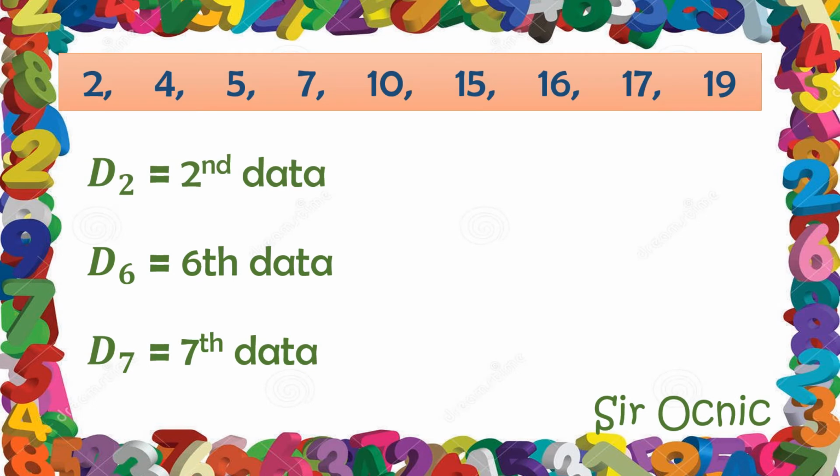Let us now identify the three deciles. The second decile is the second data, which is equal to 4. The sixth decile is the sixth data, which is equal to 15. And the seventh decile is the seventh data, which is equal to 16.